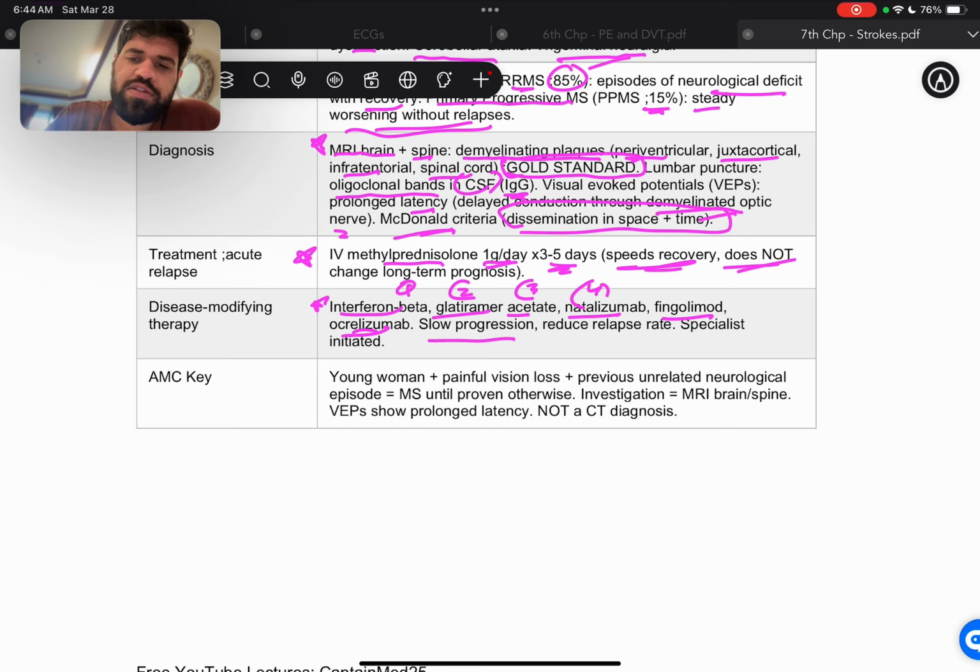So it slows the progression and reduces relapse rate, and it has to be initiated by a specialist, because you're in a GP setting, you're not a specialist.